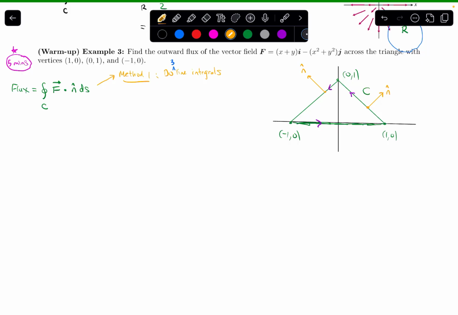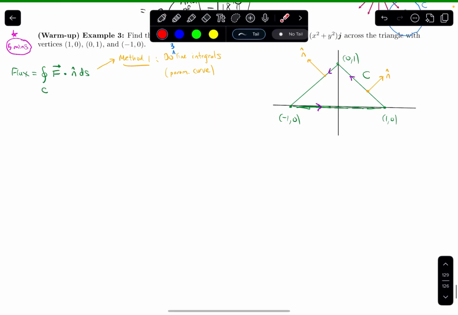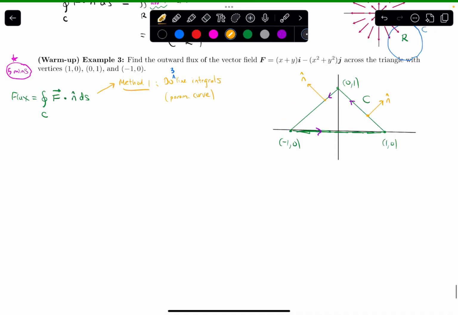And how do we do a line integral? Oh yeah, it involves parametrizing the curve. We'd have to parametrize the curve so I can substitute that in, and we'd have to find the normal vector for each one and then do that for each of the pieces. But that just seems tedious because I'd have to do 3 of these. So this is tedious. I'd like to avoid it if possible.